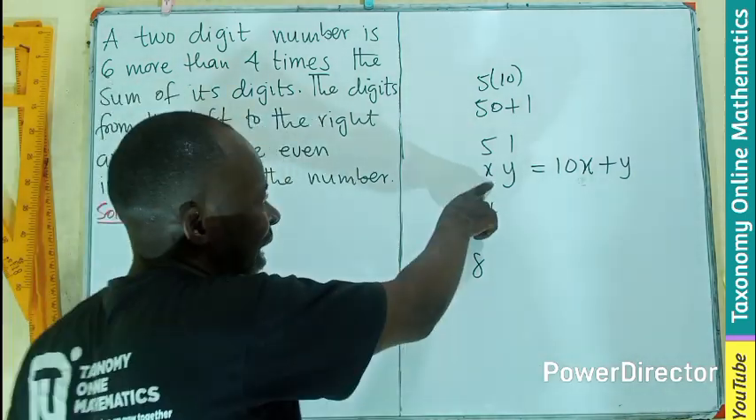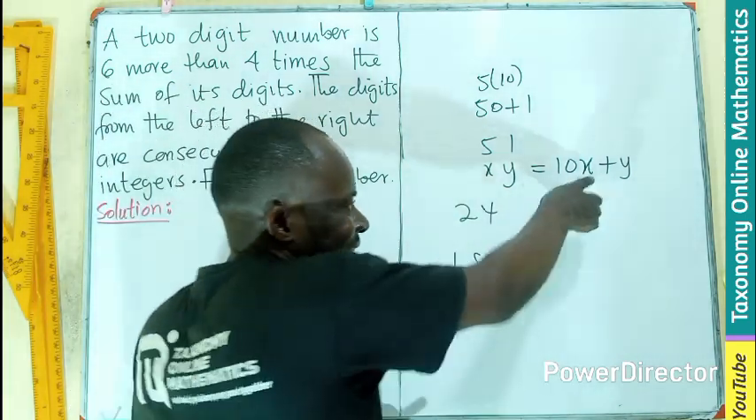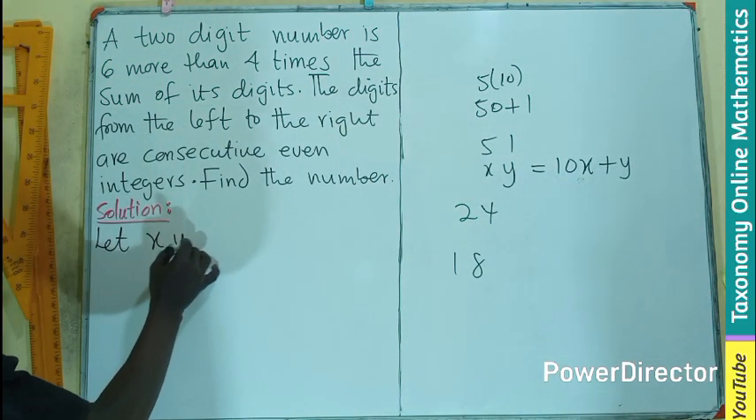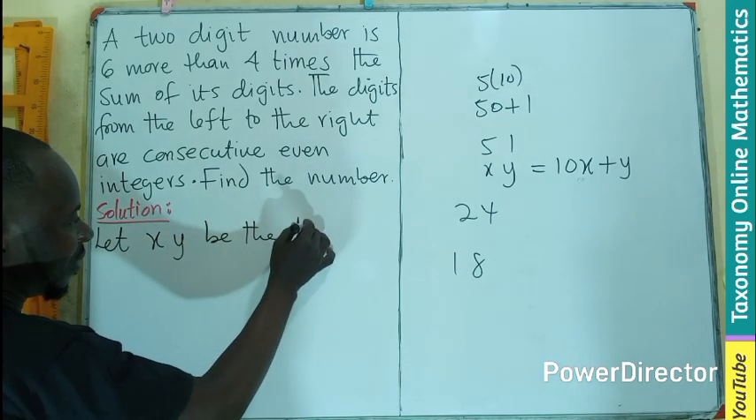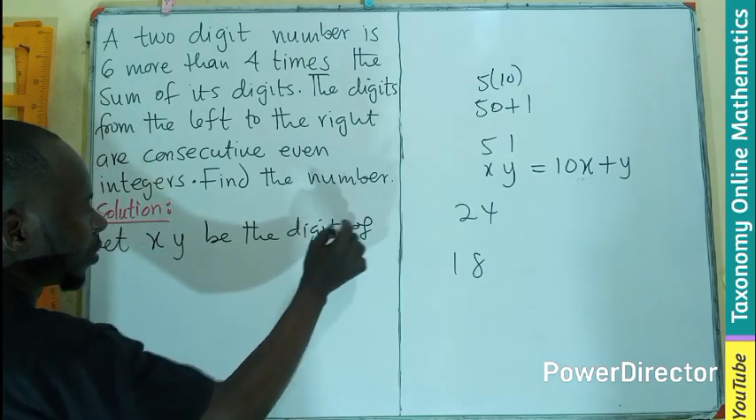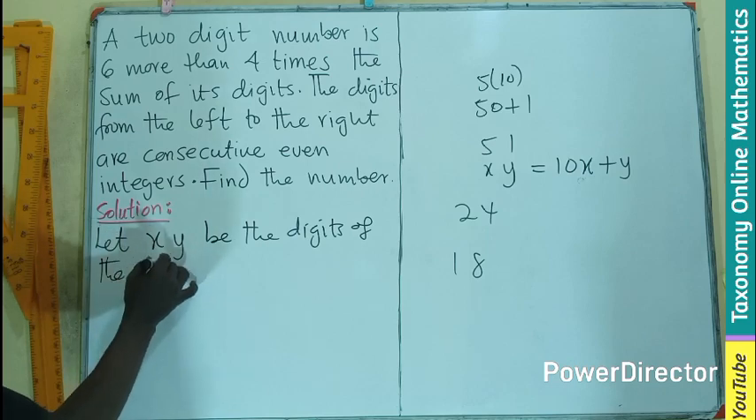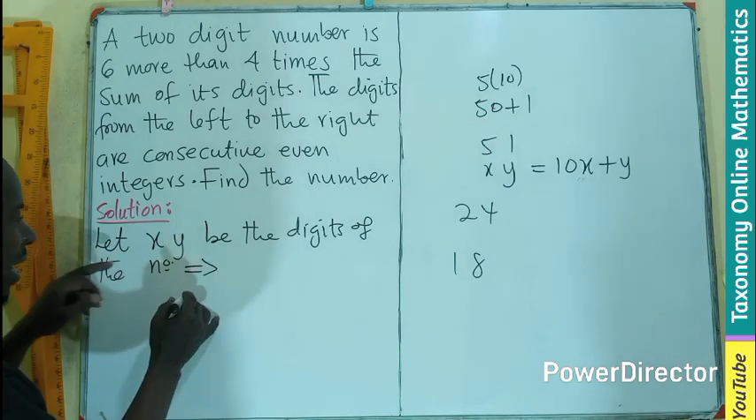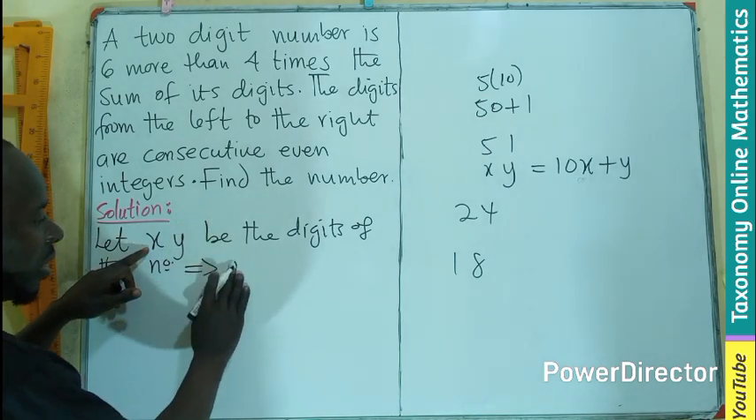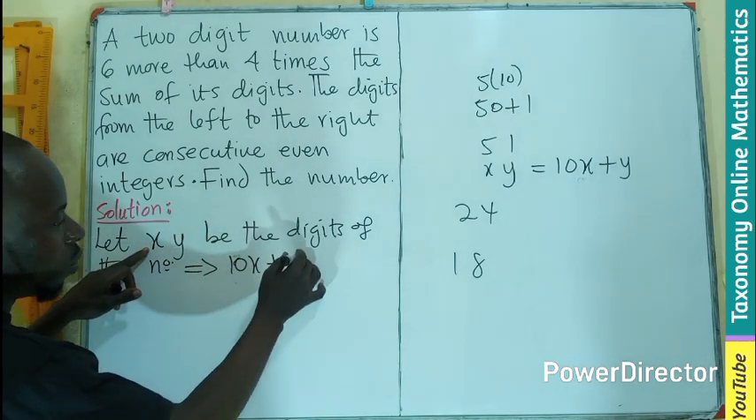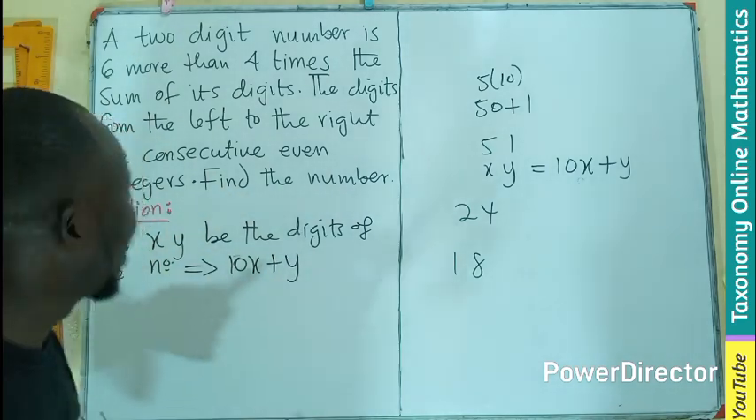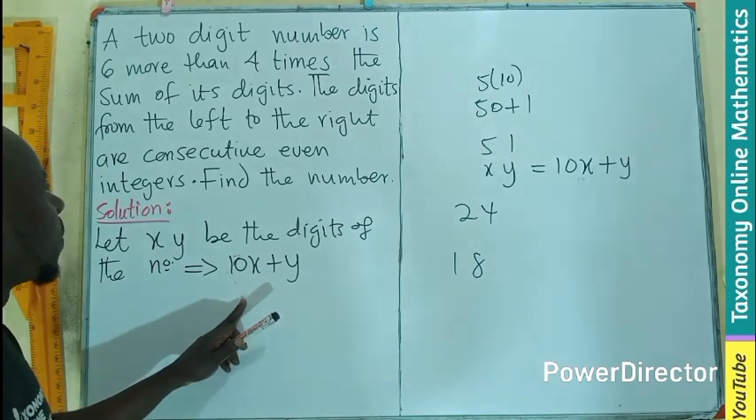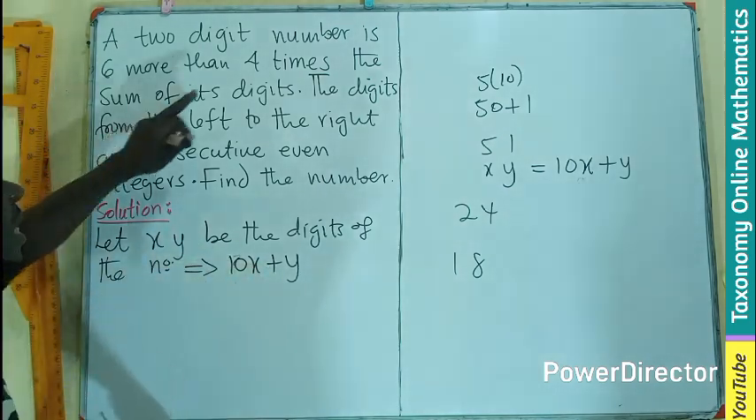So I can say that these are the digits of the number, but this is a number. So we can say that we let x, y be the digits of the number, right? If x, y are the digits of the number, then that implies that the number itself is going to be 10x plus y. I mean, the number we are thinking about, the two-digit number. This is the two-digit number, right?